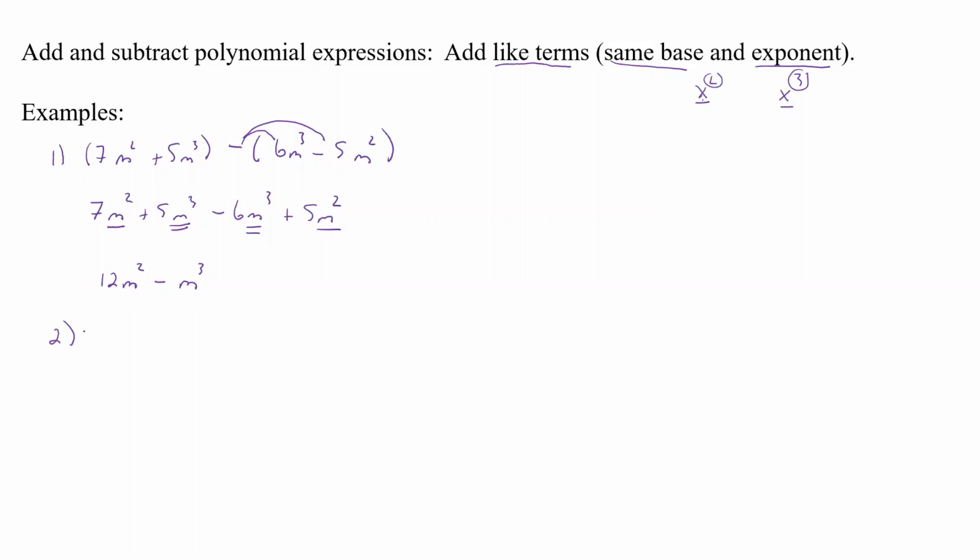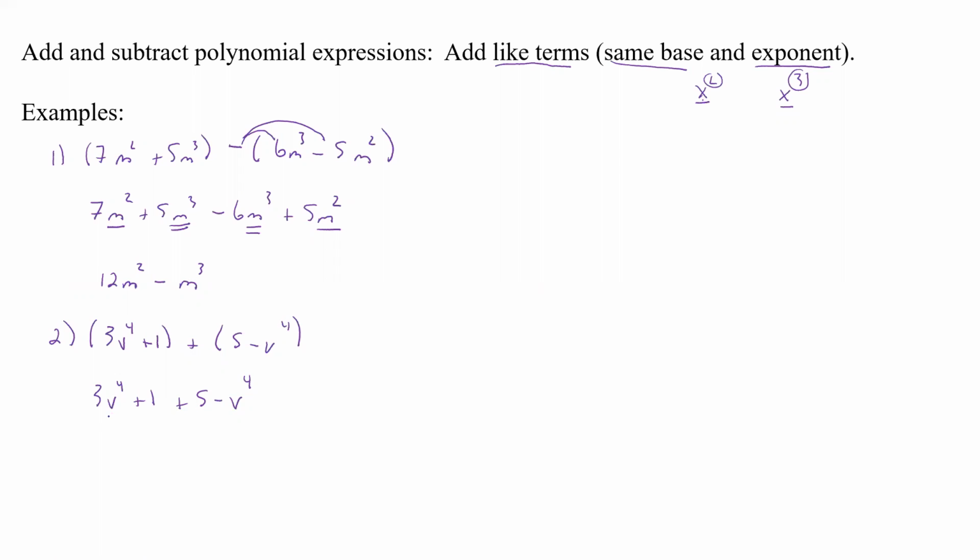All right, let's do another one. Let's say we have (3v to the fourth plus 1) plus (5 minus v to the fourth). Again, I want to drop all the parentheses and get all the like terms together. So that's 3v to the fourth plus 1. Now this is plus, so we can just drop the parentheses here, and that would be what we have now.